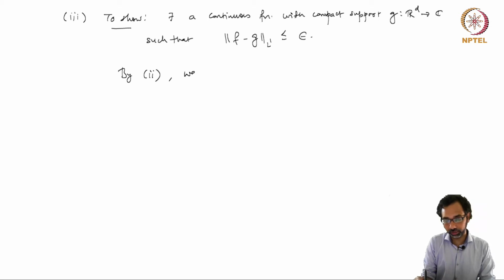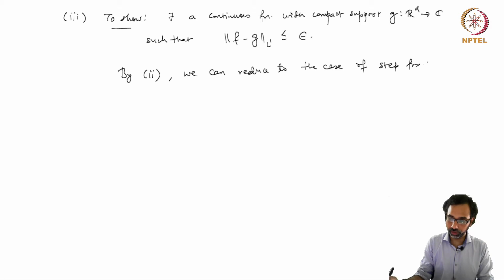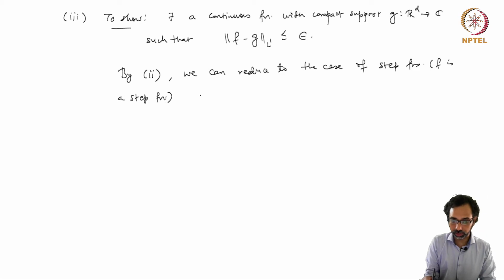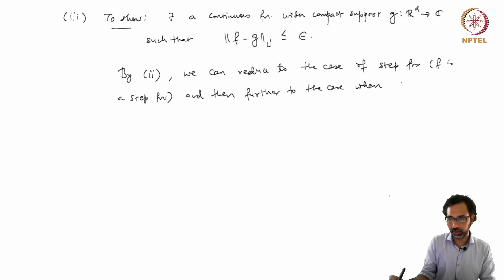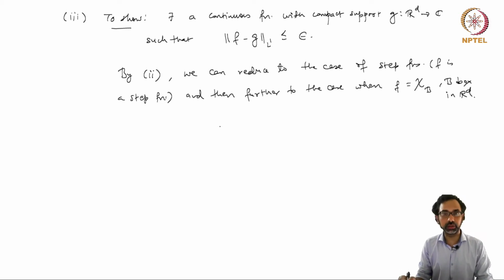By the second part we can reduce to the case of step functions, meaning that f is a step function, and then further to the case when f is the indicator function of a box B. So using the same kind of linearity trick that we used before, using triangle inequality, we can reduce to this case when f is simply the indicator function of a box.